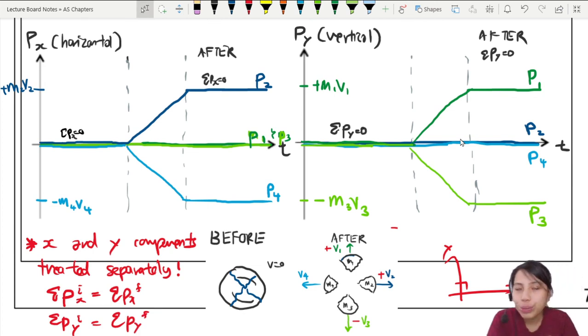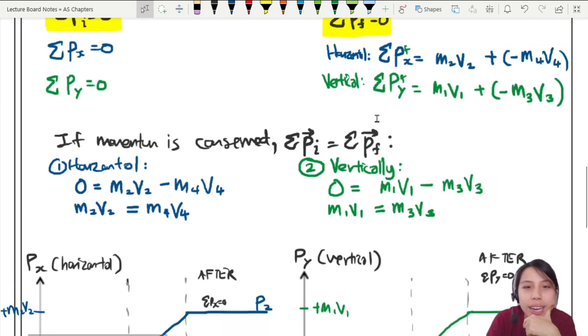So in the next few videos, we're going to look at some examples to practice this idea of splitting up in 2 dimensions, the horizontal and the vertical. So be sure to check those out, or at least try out those questions in the next few videos. If you need help, always check the video. But that's all for today. Just an idea of 2D.